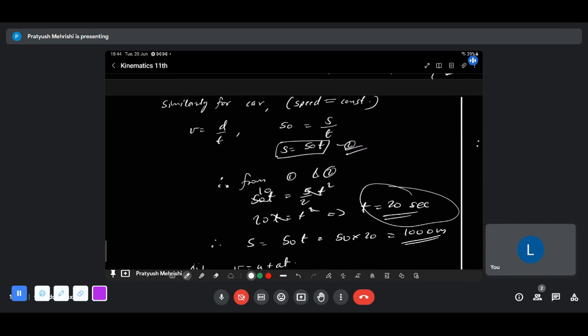Now when t equals 20 seconds, how much distance will be covered by the car in 20 seconds? Multiply its speed by time. We are getting 1000 meters. It means 1 kilometer. 1 kilometer distance will be required for the car to overtake the bus, or for the bus to overtake the car. Got it now?